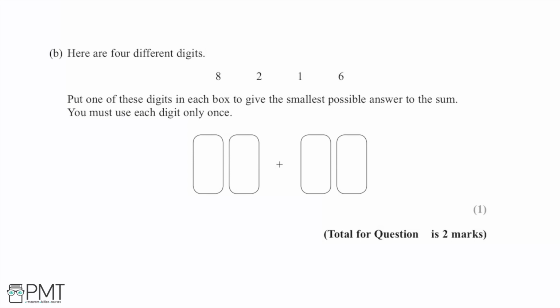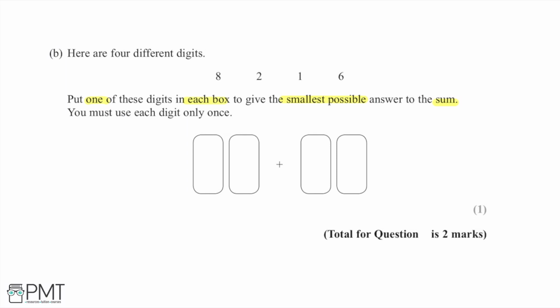So here I'm told that I have 4 different digits, so this time I have 8, 2, 1 and 6. And I'm asked to put one of these digits into each box to give the smallest possible answer to the sum. And we're also told that we're only allowed to use each digit once.